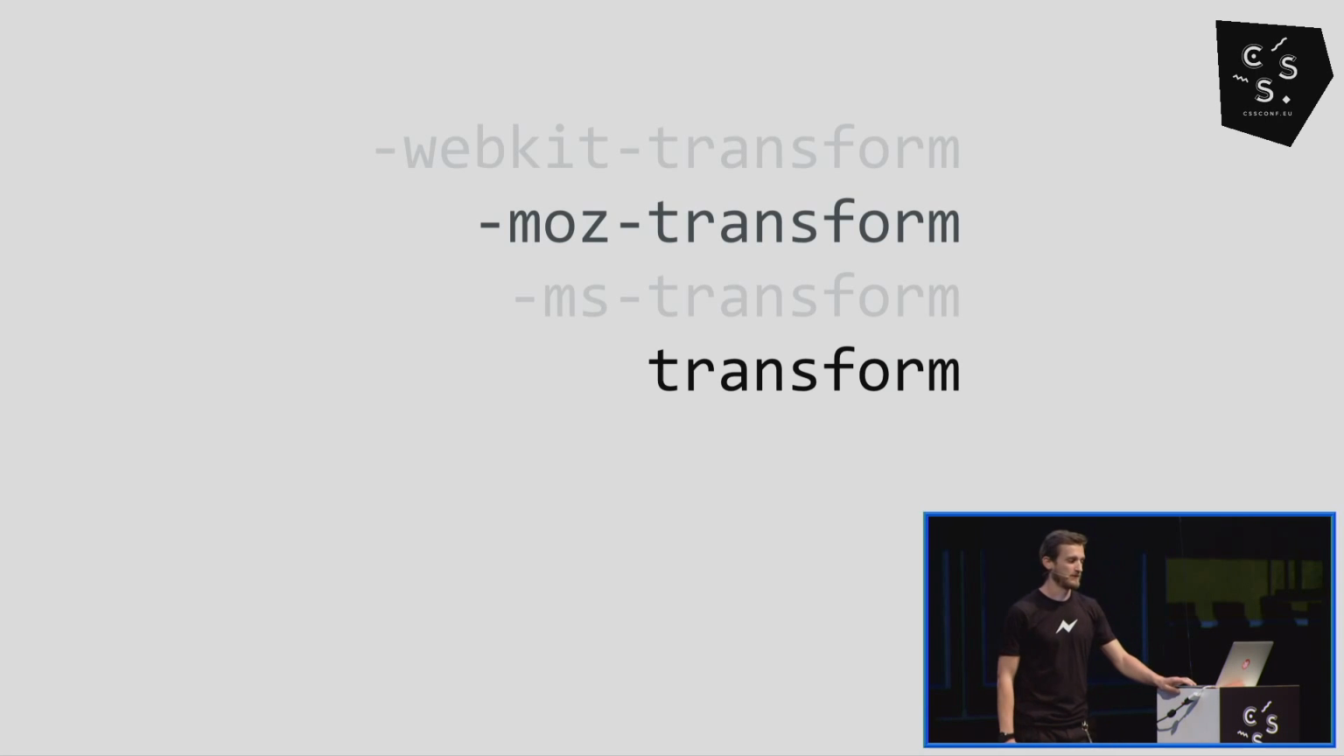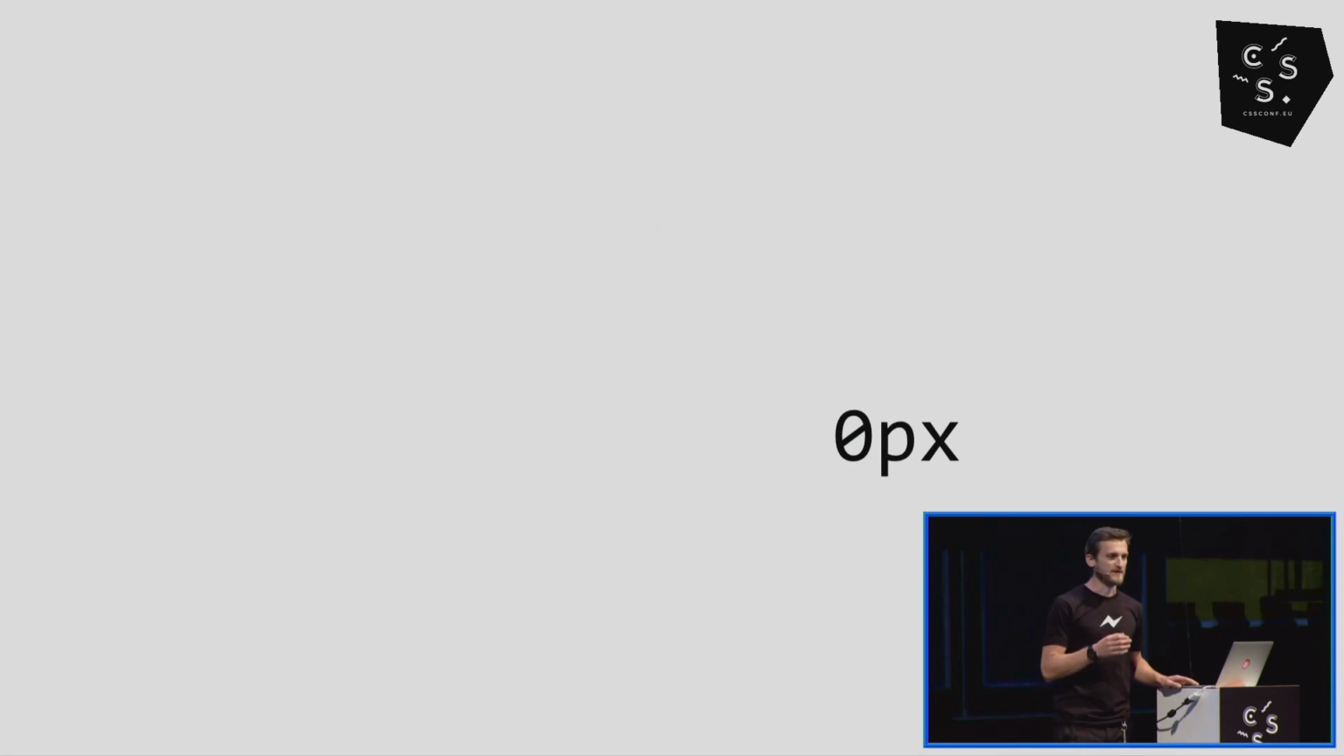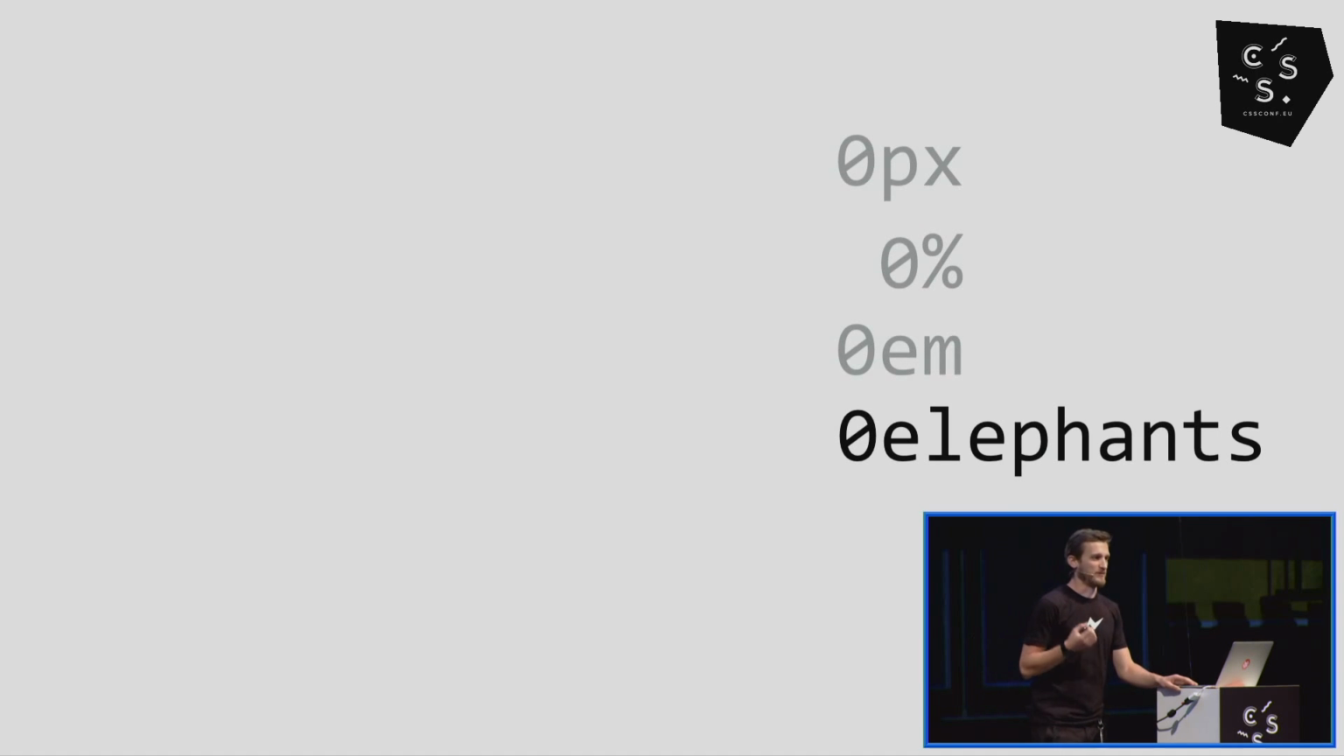That's a lot. Another thing we do, and this is actually a pet peeve of mine, it doesn't matter if an element is 0 pixels or 0% or 0 elephants from the right. It's smack on the right. We don't need the unit there. We actually do remove it with static analysis. And this, again, saves bytes.